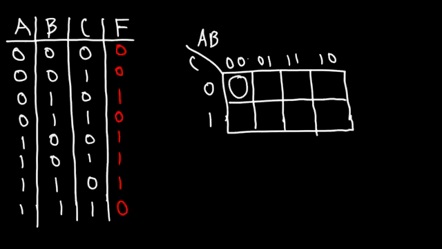So for this first square, A, B is 0 and C is 0, which corresponds to a function value of 0. Now for the next one, A, B is still 0, which means we're dealing with this column, and C is 1, so we're dealing with this particular square. The function value for that is still 0.